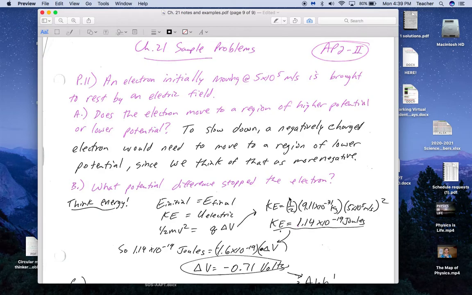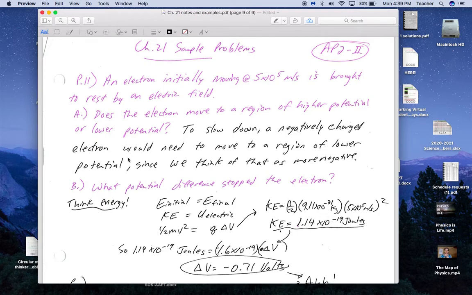Essentially, because an electron is negatively charged, it is going to be shooting to a region of lower potential. To slow down a negative charge, you need to move to a region of lower potential, because we think of that as being more negative. Part B is asking, what's the potential difference that stopped the electron?